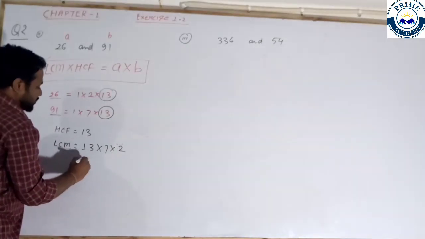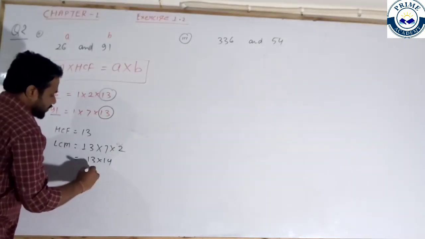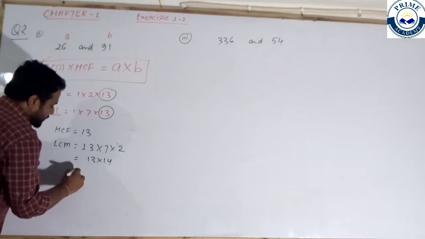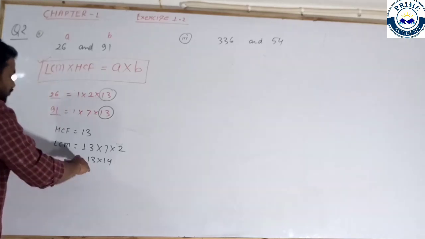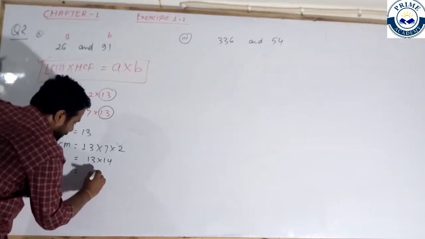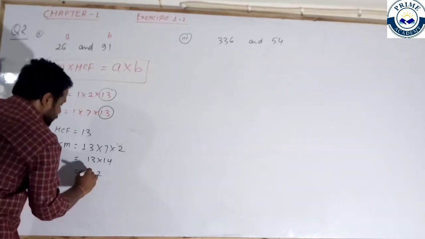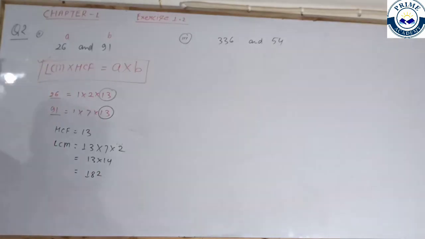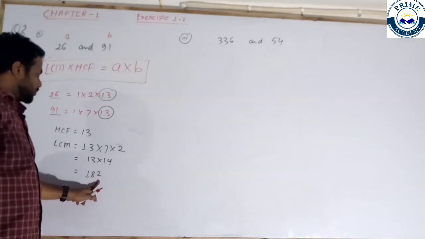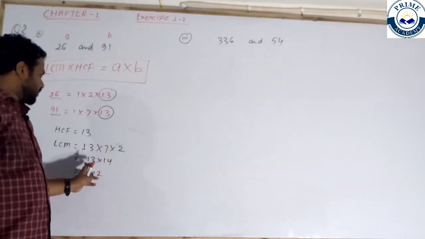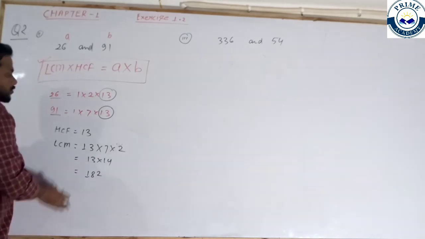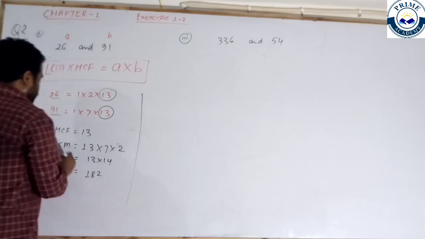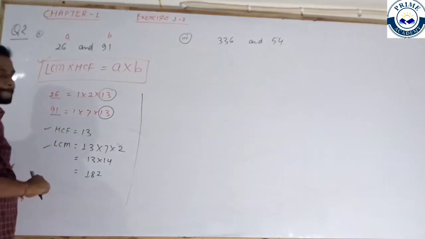So multiply it, this will be 13 into 14, so 13 4 जा 52, carry 5, and 182 will be its number. So we got all these numbers, you just put LCM and HCF in this equation.